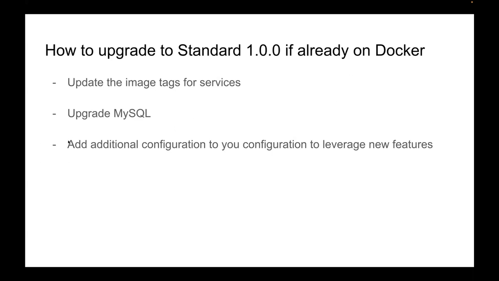And the next would be adding any additional configurations to your implementation specific configuration to leverage the new features. For example, IPD features are coming in new, the appointments features, OT features. While we have made all the configurations backward compatible, if the configuration doesn't exist, you would see Bahmni working the same way that it worked before. But if you want to get the new features into your implementation, you need to add the additional configurations.